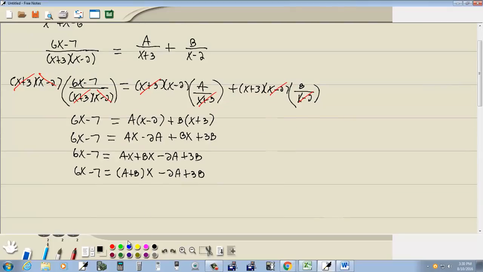The reason why I did it in that form is we're going to equate, set equal, whatever's in front of the x's. You see there's a 6 in front of this x, there's an a plus b in front of this x. So we're going to have 6 is equal to a plus b. Then for the constant terms, we'll set this constant term, the negative 7, equal to this part over here that doesn't have an x on it, because this is our constant portion over here. So we're going to have negative 7 is equal to negative 2a plus 3b.